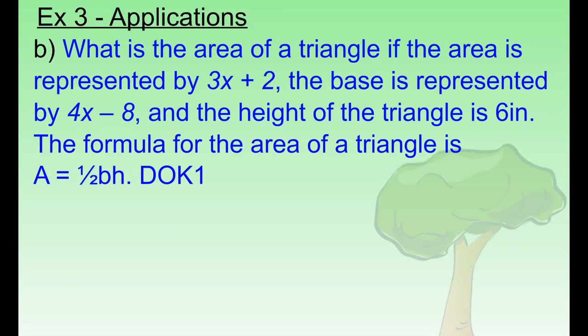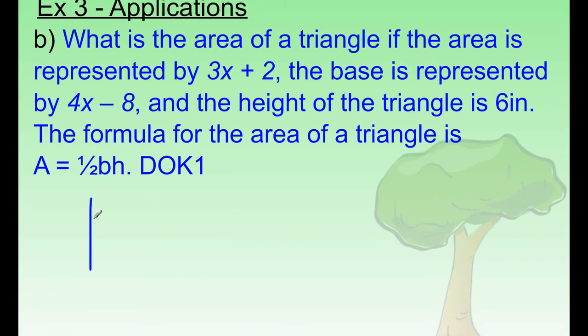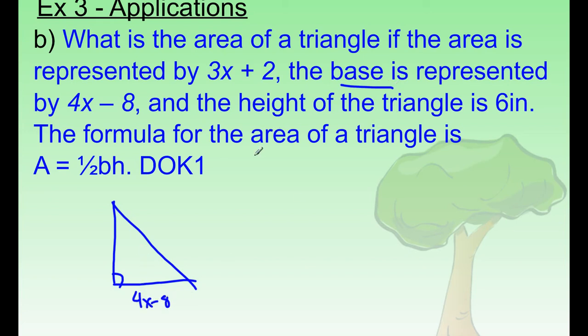Alright, so the first thing I do is draw myself a picture, because I'm a picture guy, I like pictures. It doesn't even say it's a right triangle, does it? No. But actually, I'm going to make it a right triangle, because it helps with my base times height in my head. So the base of this triangle is 4x minus 8. The height of the triangle is 6. And the area of this triangle is 3x plus 2.